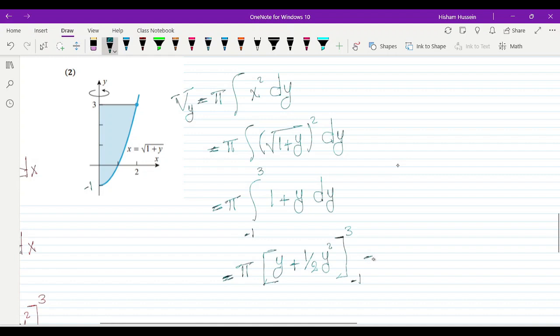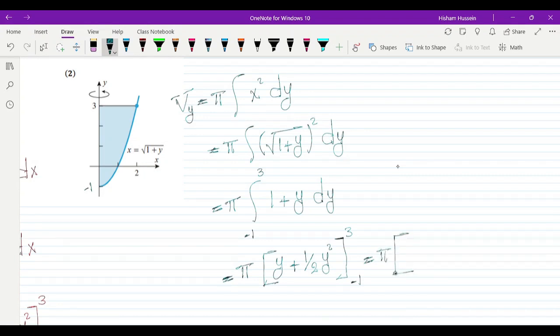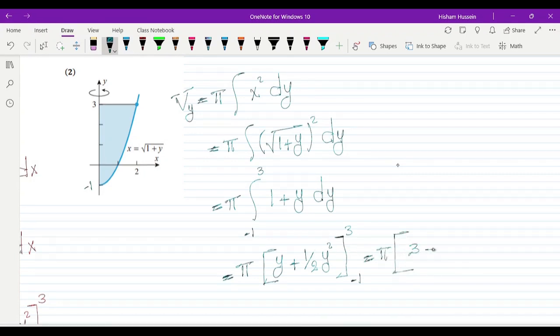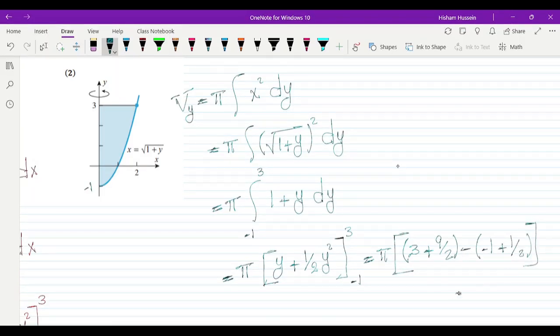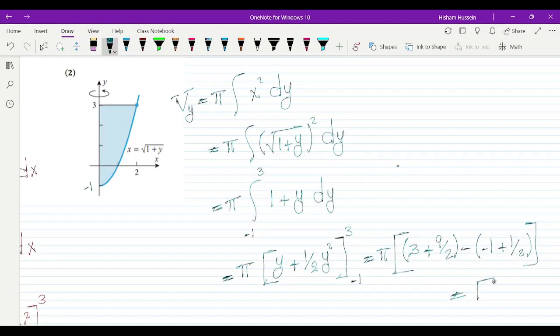This equals pi, substitute with the upper limit, it's 3 plus 9 over 2, minus substitute with the lower, this is -1 plus half. This value is the volume of the rotating shape.